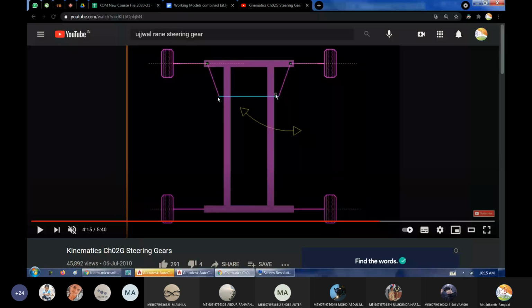Fine. And these two links at this point, the blue line that you see, is another link which is more like a coupler. This link, the blue line, works like a coupler, and it keeps both these tires in sync, coordinated with each other.